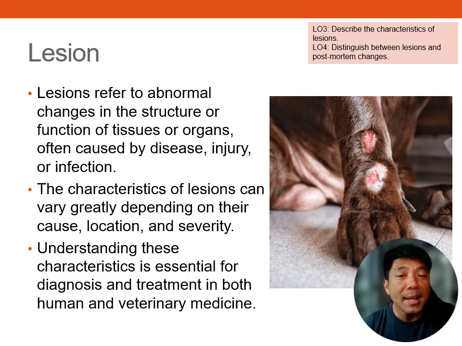Lesions are defined as abnormal changes in tissue structure or function, often caused by disease, injury, or infection. This change can be subtle or dramatic, and recognizing the characteristics of a lesion is crucial for accurate diagnosis and treatment. Understanding lesions is vital not only in veterinary practice, but also in human medicine.